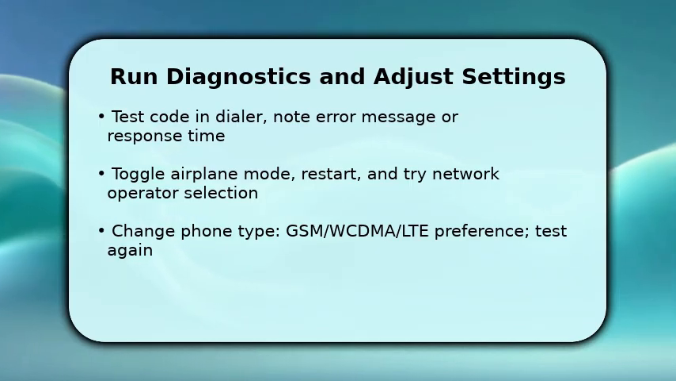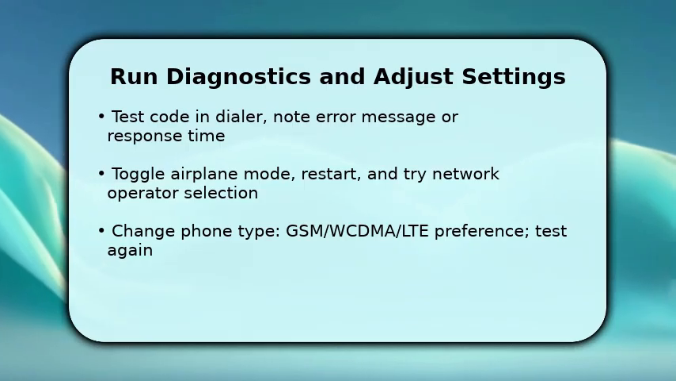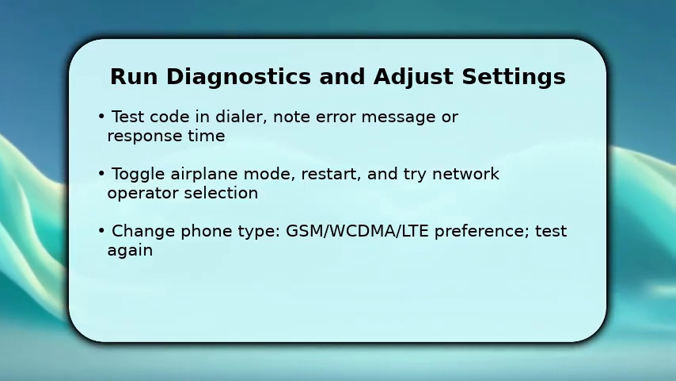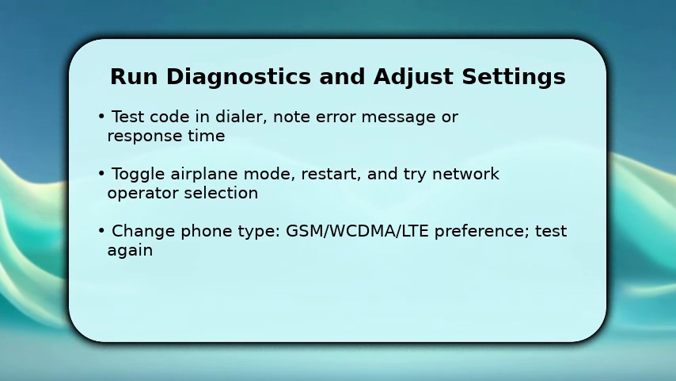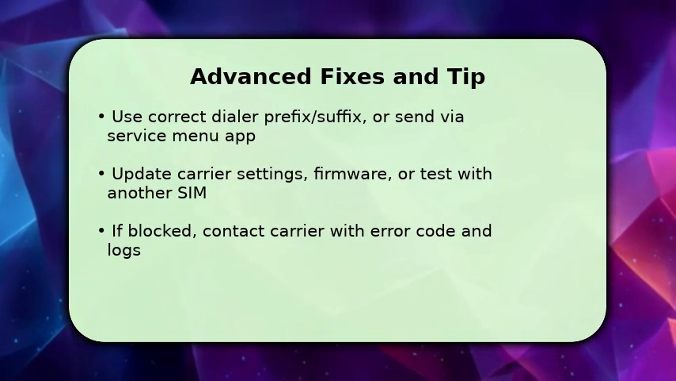Restart the phone if needed, and manually select the carrier to avoid roaming or wrong MCC/MNC mismatches. If the problem persists, change preferred network type between GSM and LTE, since some codes only work on one. Finish with advanced remedies that resolve stubborn MMI errors.